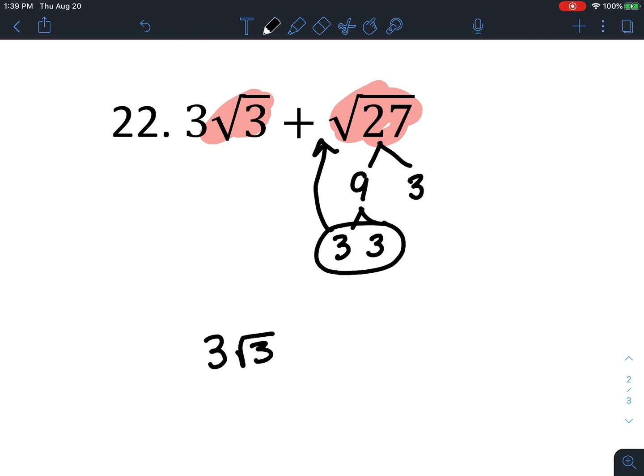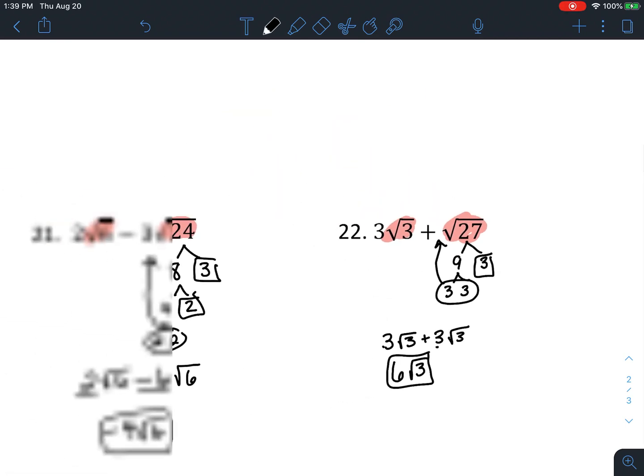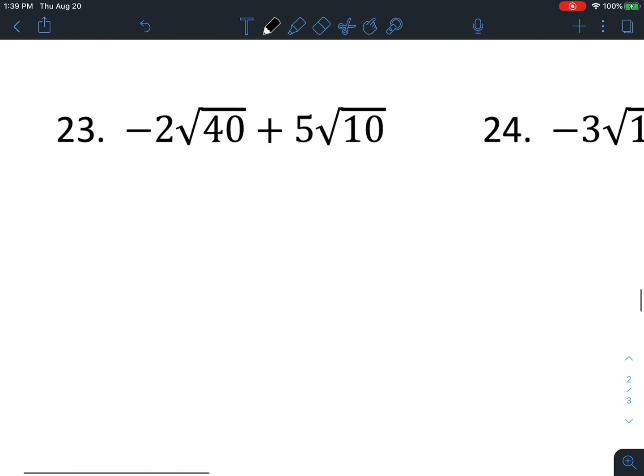So 3 square root 3 plus that 3 comes outside. This 3 stays inside. Square root 3. Inside, our radicals are now the same, so we perform the operation from the outside. 3 plus 3 is 6. And I keep my radical 3. Beautiful. All right, let's try now. We're going to try number 23.